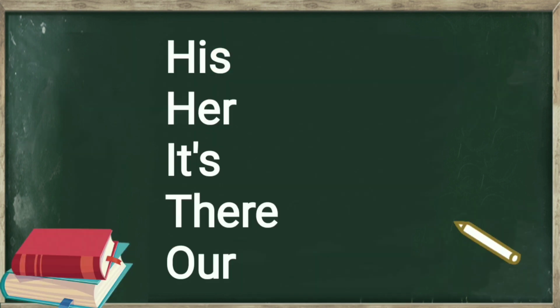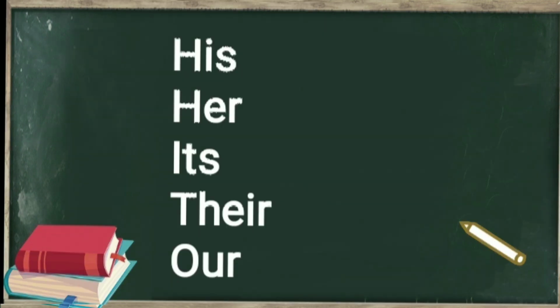There are a few more words. His. When do we use his? If the belongings belong to some boy, then we use his. His pencil, his book, his bag, his house. When do we use her? Her is used if the things belong to a girl or a woman. Her bag, her book, her pen, her desk.